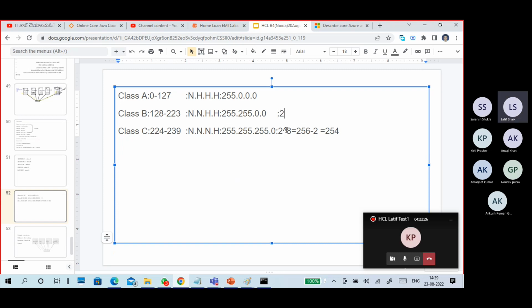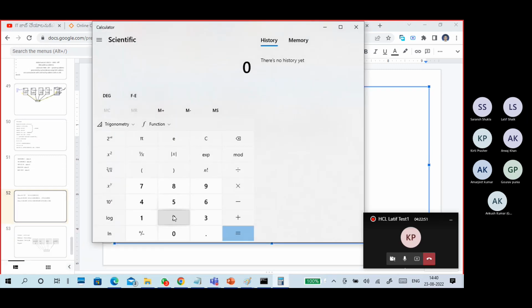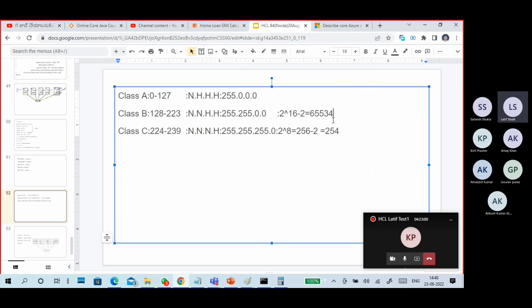So here it is two host portions. It means 2 to the power of 16 minus 2. You can go to the calculator. So 2 to the power of 16 is 65,536 minus 2, so then it is 65,534. That is the number of hosts, the number of computers, in a single network we can connect. In a single network, all will communicate with each other. I will slowly explain that later. Now I just want to give the details only.